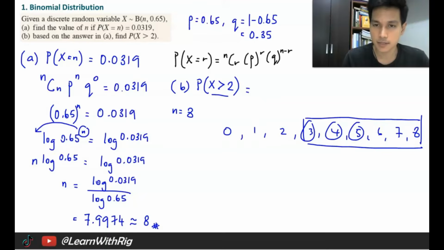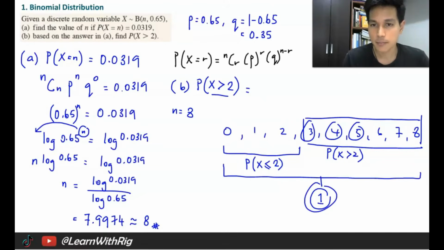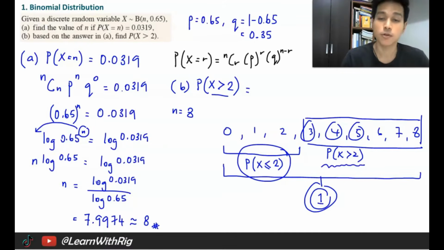But instead of calculating that, this is P(x more than 2). Instead of calculating all of these one by one, you can take the total probability. Total probability is always 1. So you take 1 minus the probability of x less than or equal to 2. When you take 1 minus this, automatically you will get what you're finding for.